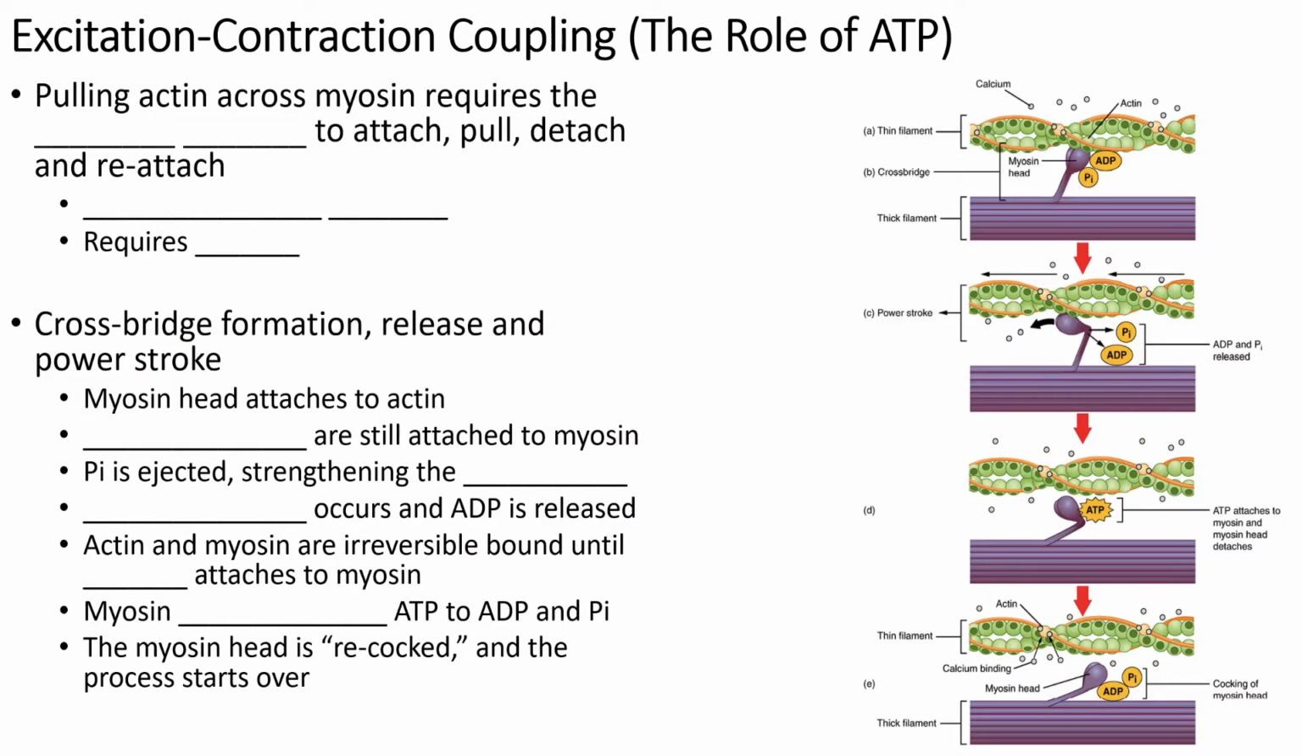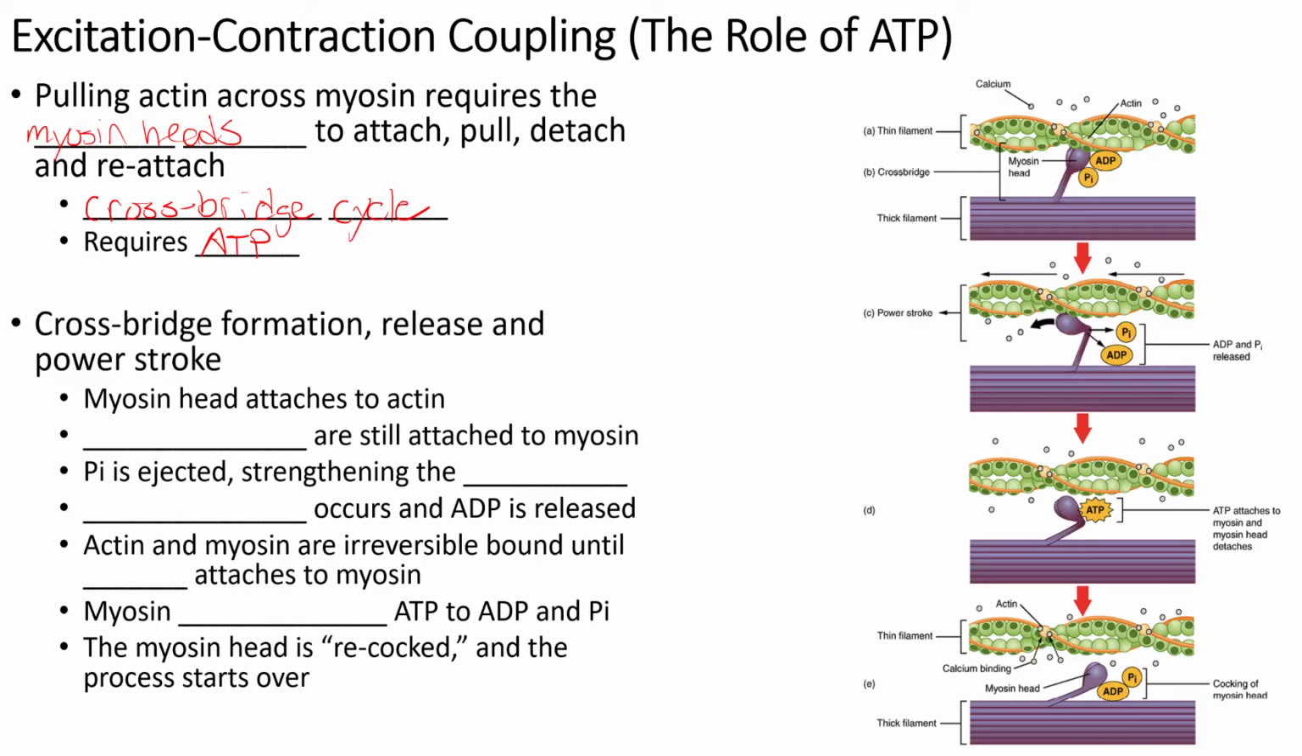Now, how does ATP work? Okay, so the act of pulling requires the myosin heads to attach to the actin, pull the actin, detach from the actin, and reattach to the actin so it can pull it again. Attachment, pull, detachment, reattachment. This is all called the cross bridge cycle. Okay, and this cross bridge cycle requires ATP. You got to have it. If you don't have ATP, you can't make a cross bridge.